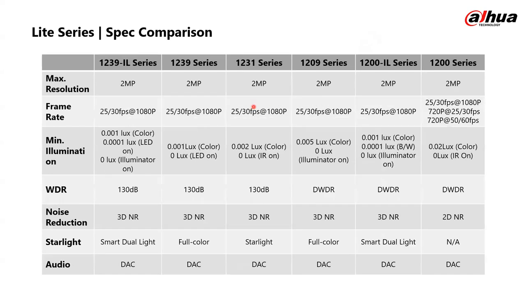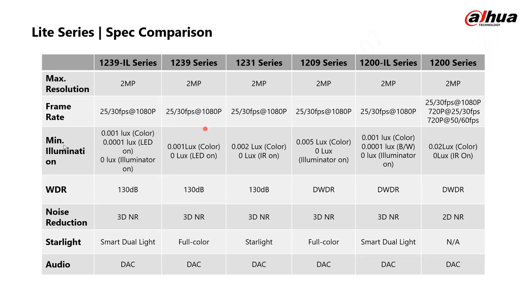So we have the most common series: the 1239 IL, 1239 series, 1231, 1209, 1200 IL and 1200 series. This will support different frames per second. All these are basically 2 megapixels, by the second value that you can see here. So they bear similar frames per second.